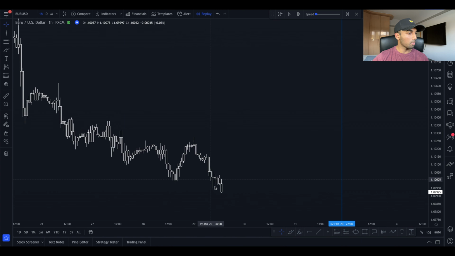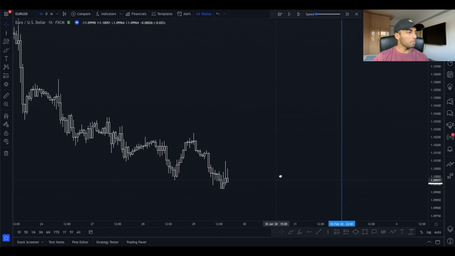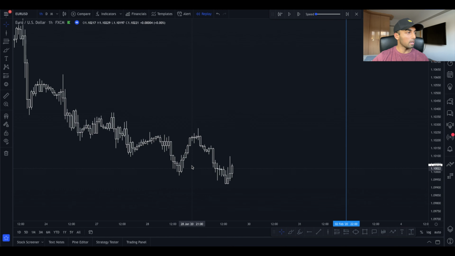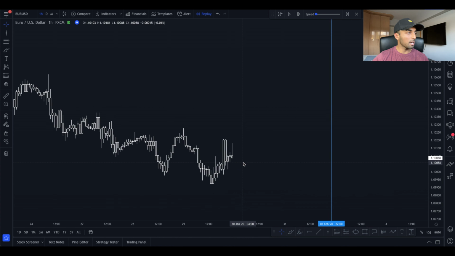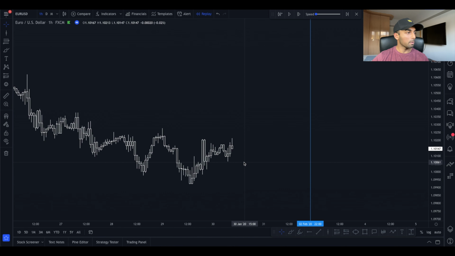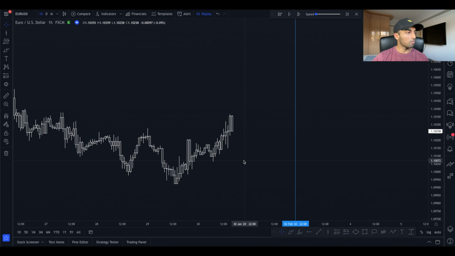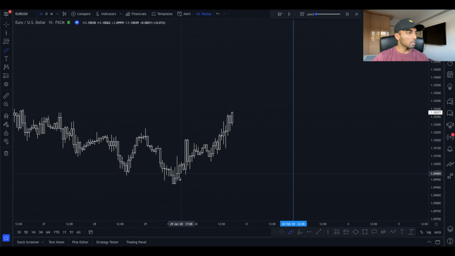Right, we've pushed down again, formed wicks. Again, absolutely nothing, still within this kind of zigzaggy corrective move down. So nothing going. Again, push up, push down. Coming up towards the end of January, we can see we started to range, and we are starting to see this kind of move up.